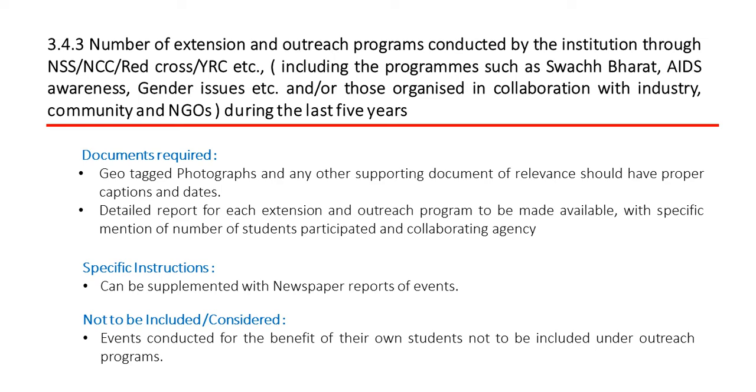A detailed report for each extension and outreach program is to be made available, with specific mention of the number of students participated and the collaborating agency. The specific instruction says the documents can be supplemented with newspaper reports of events. Events conducted for the benefit of their own students are not to be included or considered under outreach programs.